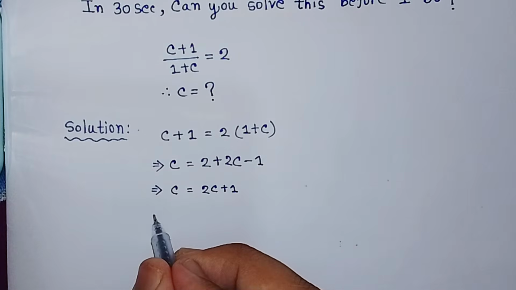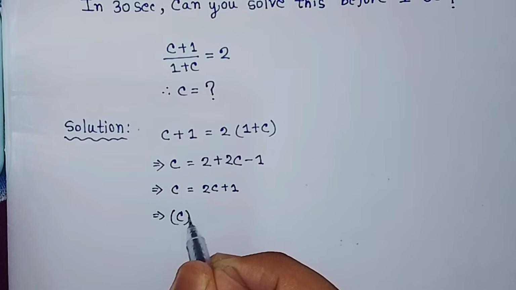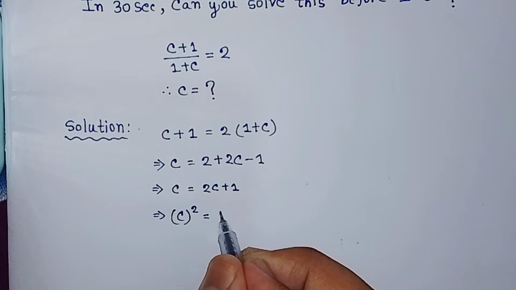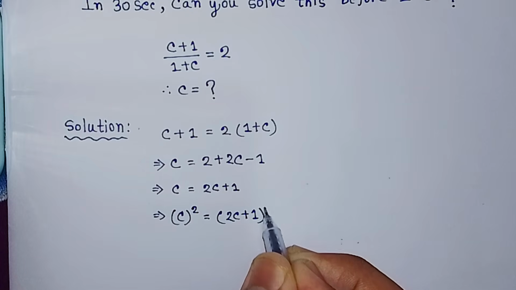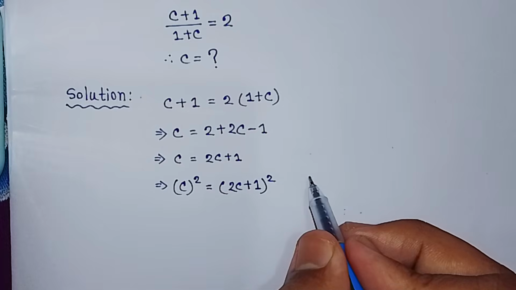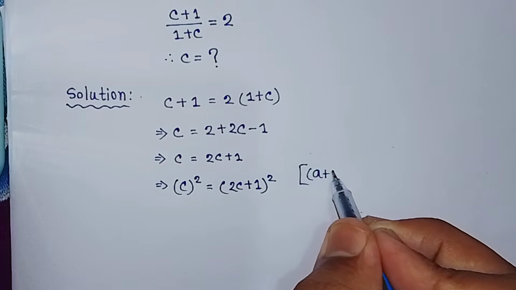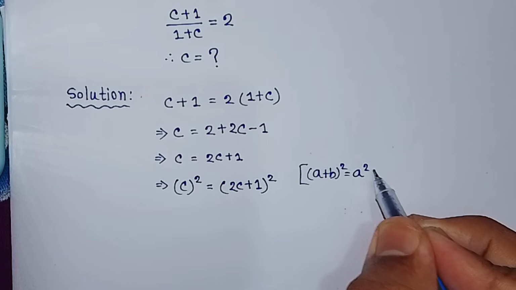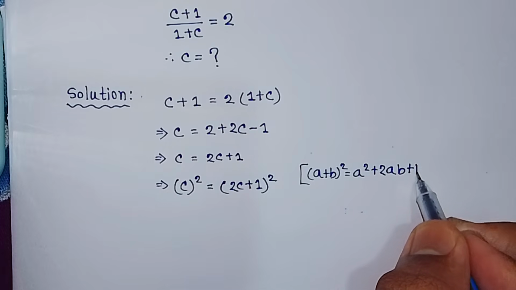Then we have to take the square on both sides. Then it will look like c squared = (2c + 1) squared. Then we will use here an exponential formula. It is (a + b) squared = a squared + 2ab + b squared.